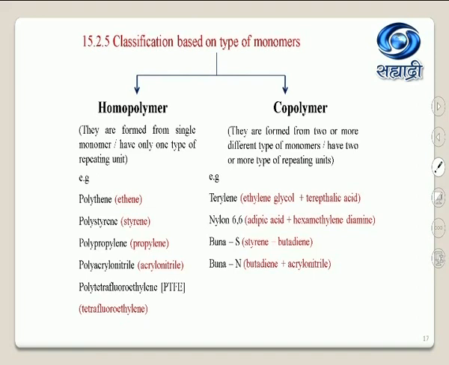Next is classification based on type of monomers. I told you polymers are obtained from monomers. If a polymer contains the same monomer, then it is known as homopolymer, and if a polymer is obtained from different monomers, then it is known as copolymer. Hence, they are further classified as homopolymer and copolymer. Homopolymers are formed from a single monomer and they have only one type of repeating unit.